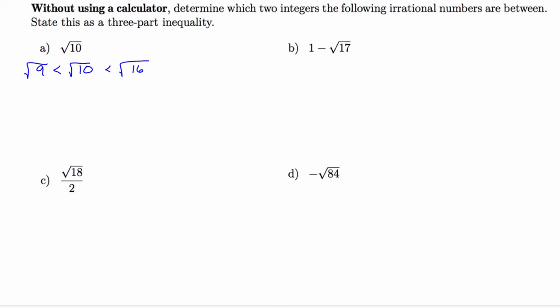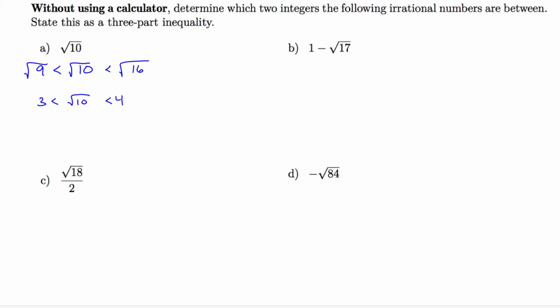By having picked perfect squares with the 9 and the 16, I can simplify this statement to say that 3 is less than the square root of 10, which is less than 4. We have now approximated that root 10 is somewhere between 3 and 4. Because 10 is closer to the 9, we can at least estimate that the square root of 10 will be closer to 3 than it is to 4. We're going to skip part B for the moment and jump to part C.